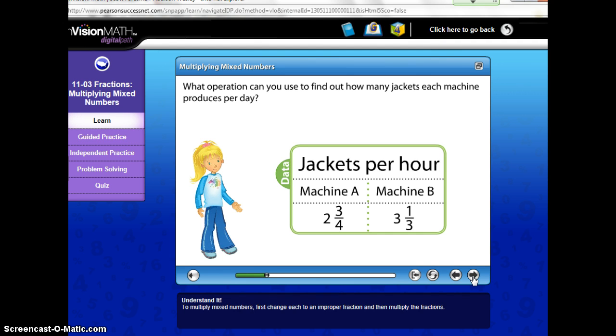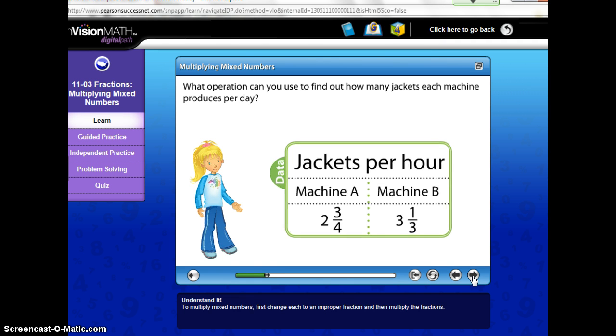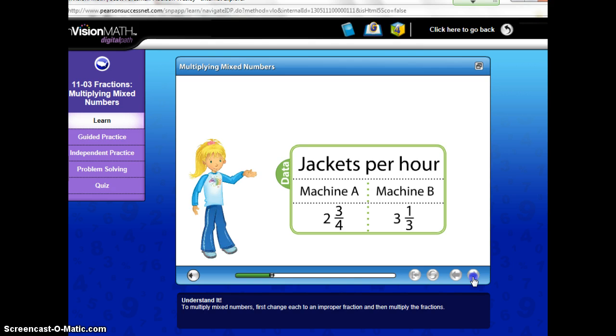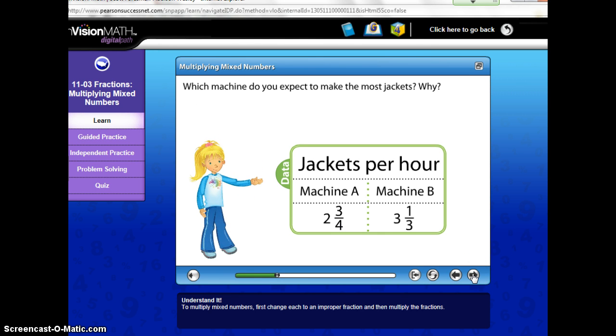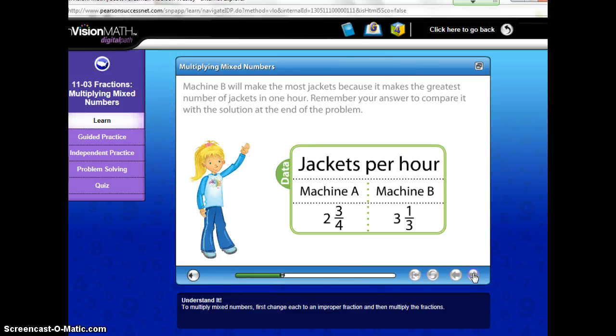Well, what operation are we going to use? Dathan? We are going to multiply. So just by looking at those 2 machines, what machine do you expect is going to probably make more jackets in a day? Cole? B, because it's a larger number, right? I think that's a good idea.